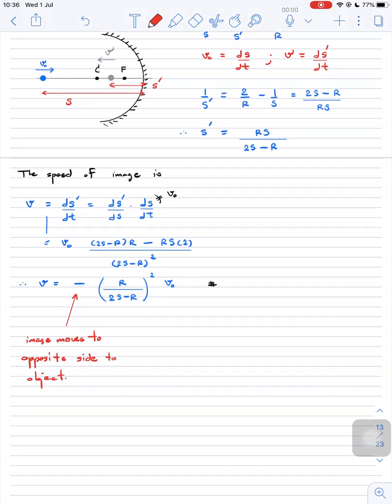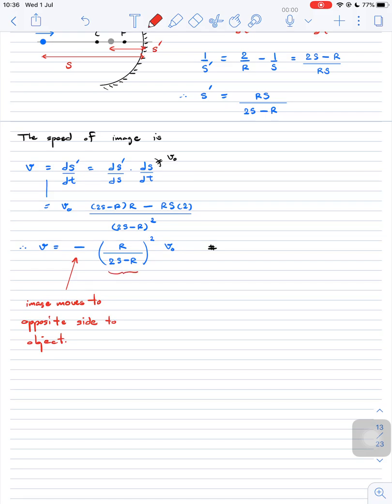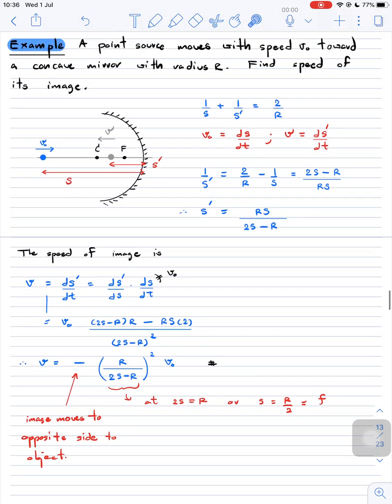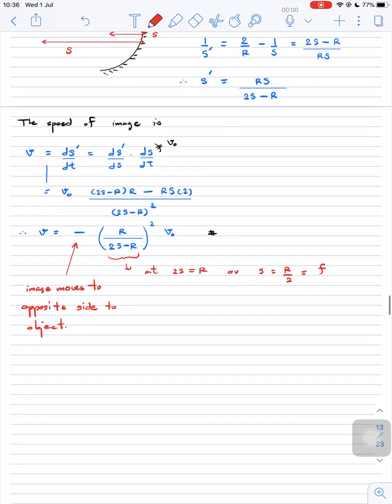And one more thing, let's consider this denominator. You can see that at 2s equal to r, this denominator equals 0. So when s equals r over 2, which is equal to the focal length, it means that when the object moves to this position, on the focal point here, the speed of the image just tends to negative infinity.